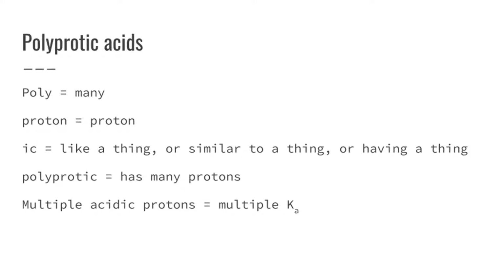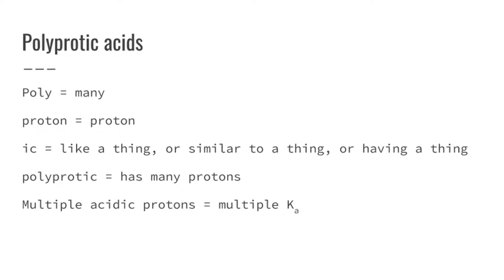H3PO4, H2SO4, H2CO3. There are lots of polyprotic acids. They're mostly the oxy acids, but those aren't the only ones. The biggest thing to remember is that a polyprotic acid has multiple Kas, and thus it can have multiple dissociations. When you put it in solution, it doesn't necessarily stop at just the one.